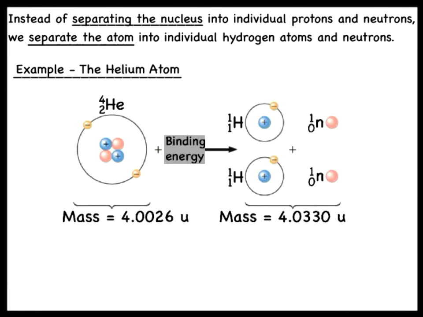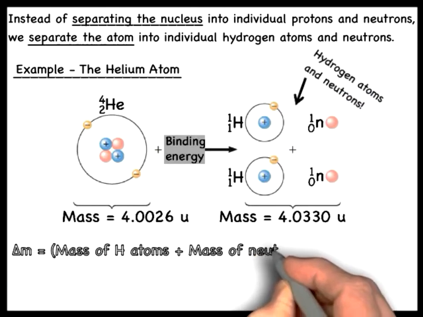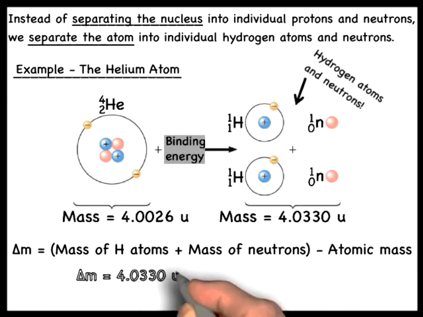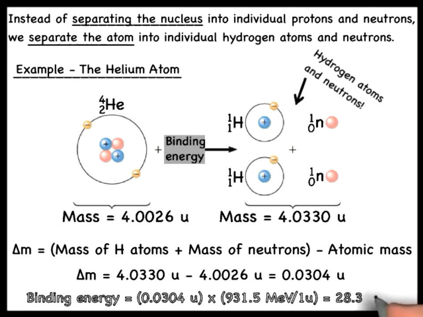The mass defect will then be equal to the difference in the sum of the masses of individual hydrogen atoms and neutrons minus the atomic mass. This will give us the mass defect in atomic mass units. We can use the equivalent relation that one atomic mass unit is equivalent to 931.5 MeV of binding energy. Multiplying the mass defect by 931.5 MeV gives us the nuclear binding energy.